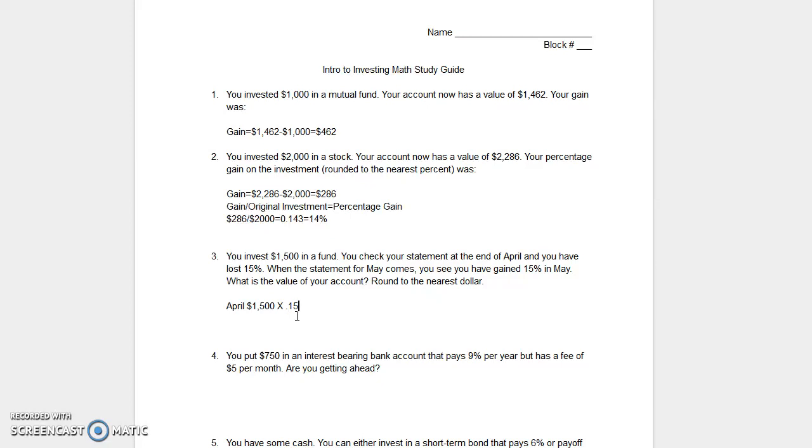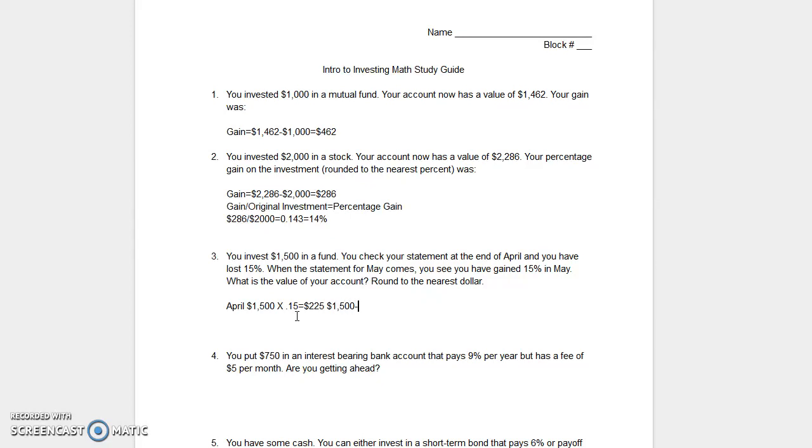When we multiply 1,500 times 0.15, that is equal to $225. That's how much we lost in April. Now to move on to May, we have to figure out what our new balance is before we start in May 1st. So in April, we started with $1,500.